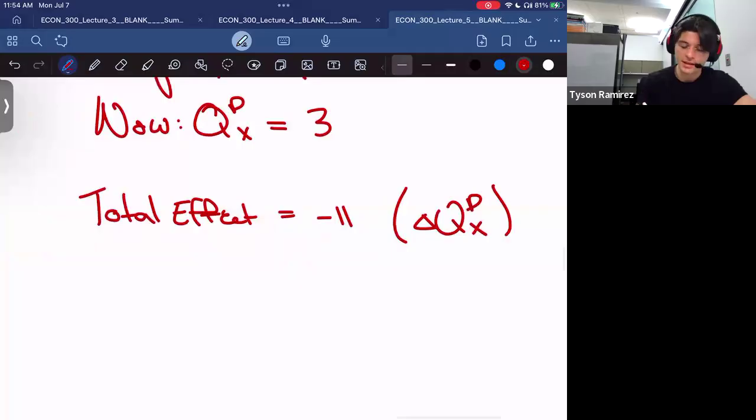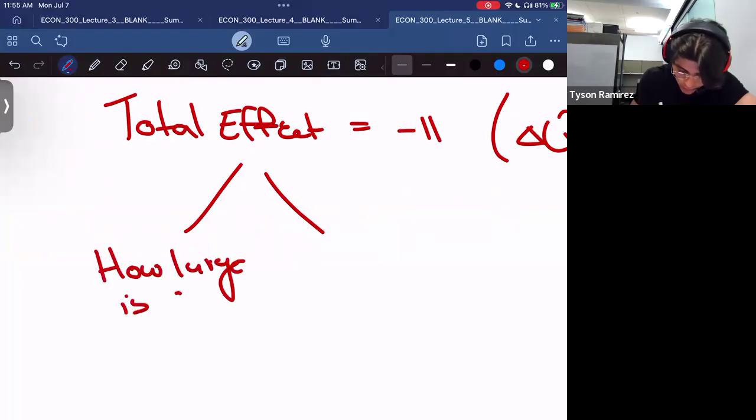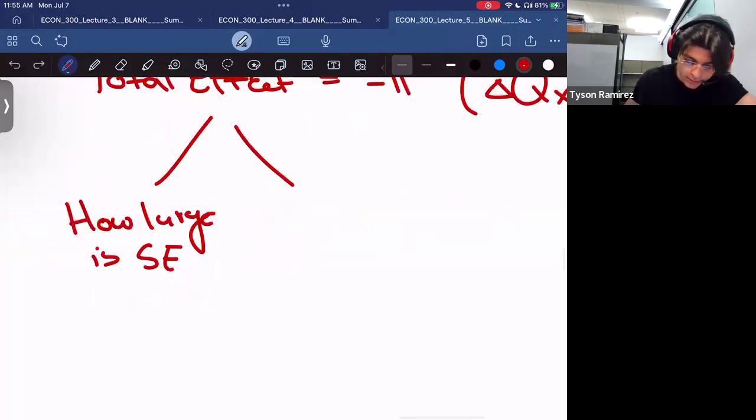Then the question is how large was the income effect and how large is the substitution effect? I want to know how large is the substitution effect? Let me write this a bit clearer. Could probably write this a bit bigger too.